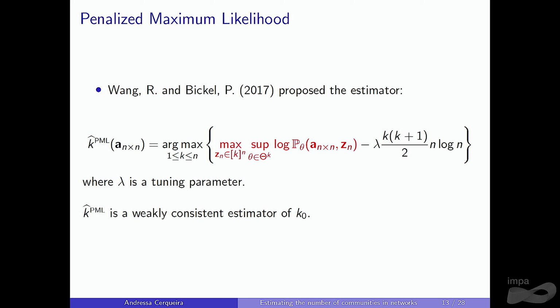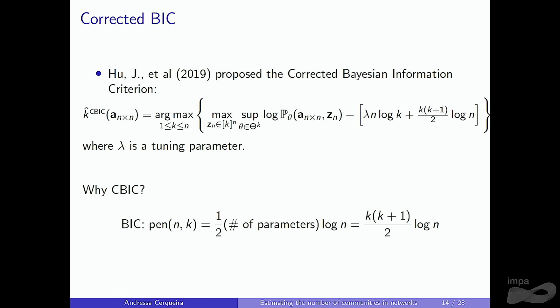Okay. Next, after this work, in 2019 you and co-authors proposed what they called the corrected Bayesian information criterion, the corrected BIC. Remember the BIC that I mentioned before. In this work, they look at this quantity because it's easier to compute. I'm not going to look at the maximum likelihood anymore, just the maximum profile likelihood. What's interesting here is that they have a new penalty term. They changed the penalty term.